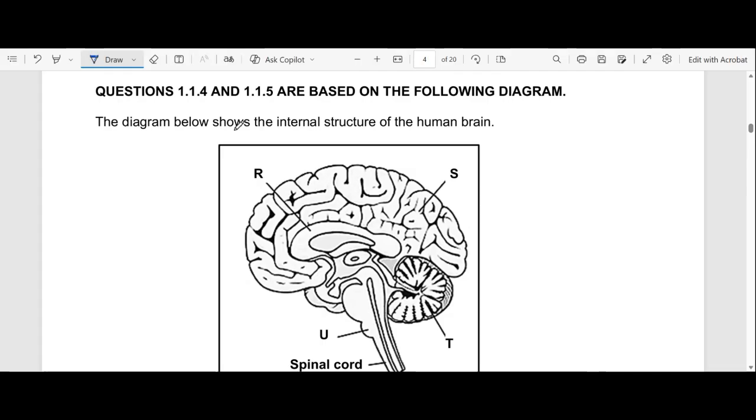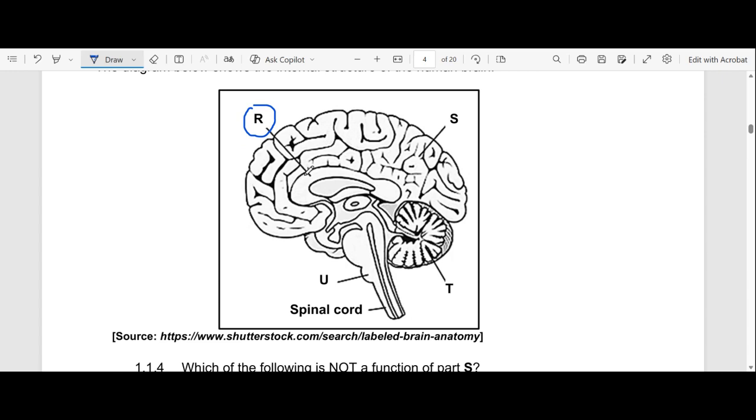Firstly, before we go to the question, let's try to identify these structures. So let's look at structure R. Structure R is the corpus callosum. And what's the function of the corpus callosum? It divides the cerebrum into the left and right hemisphere. So it's this bone structure that divides the cerebrum.